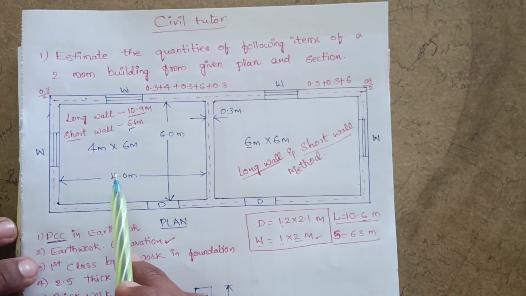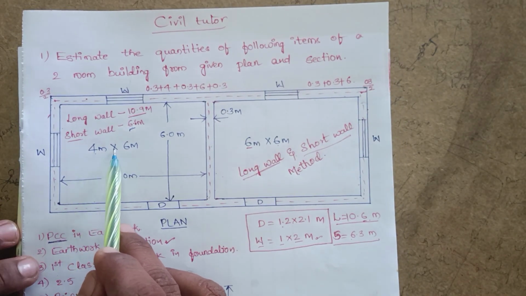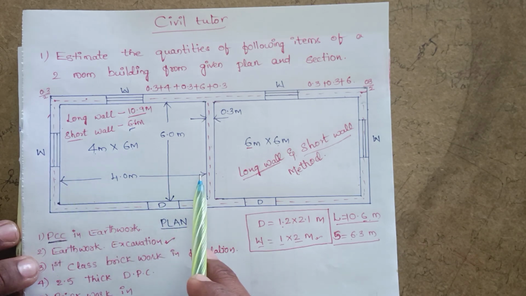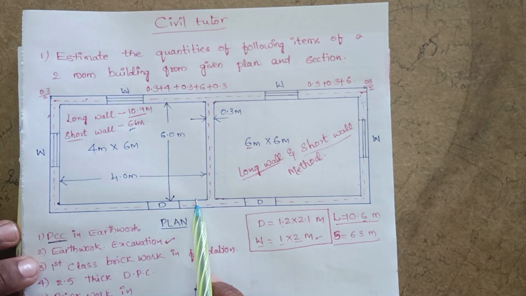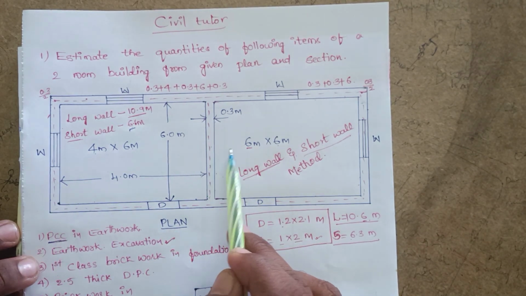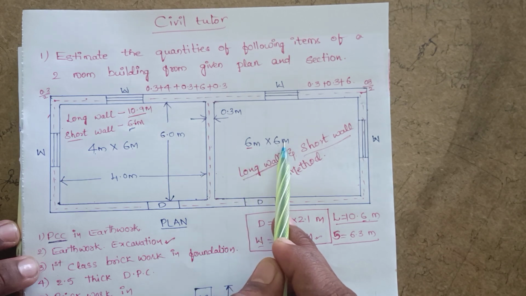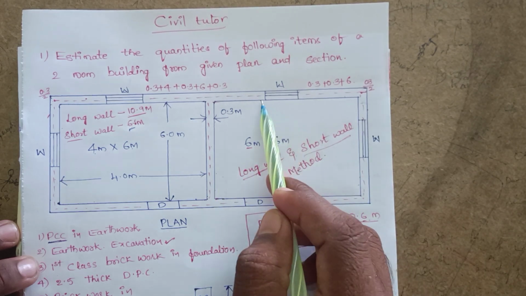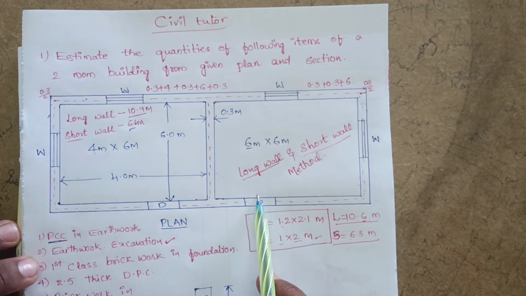Here the room dimensions are 4 meters by 6 meters. This is 4 meters, this is 6 meters, inner to inner. Here in this room, 6 meters by 6 meters. This is 6 meters and this is also 6 meters.